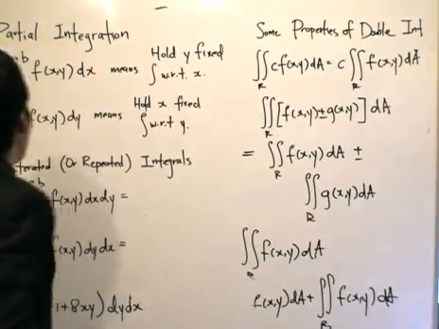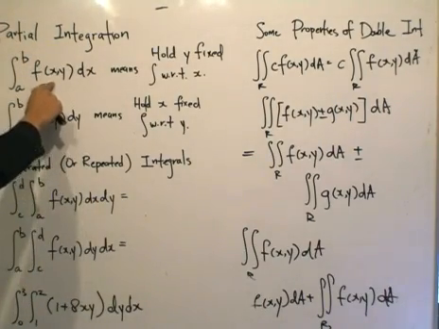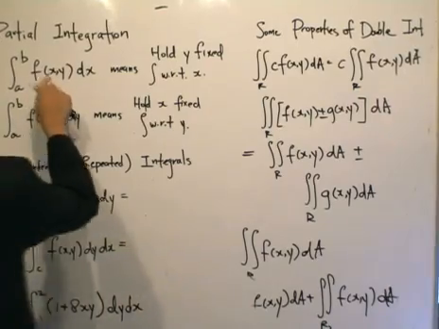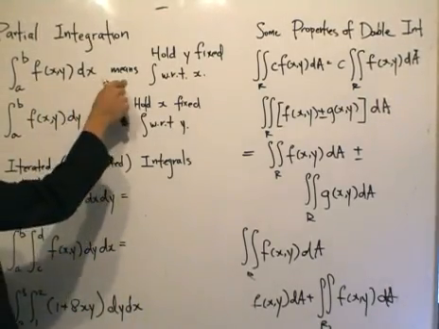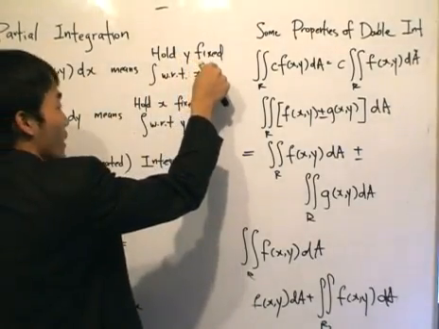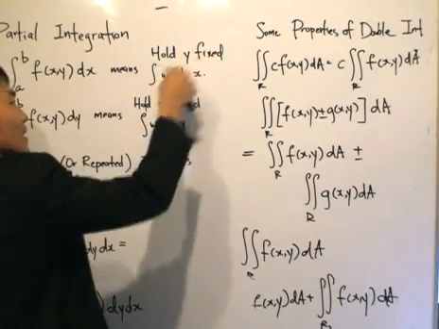Well, what does it say? It says that if we integrate from a to b a certain function in terms of x and y, a two-variable function, with respect to x, what it means is that we're going to hold y fixed and integrate with respect to x.